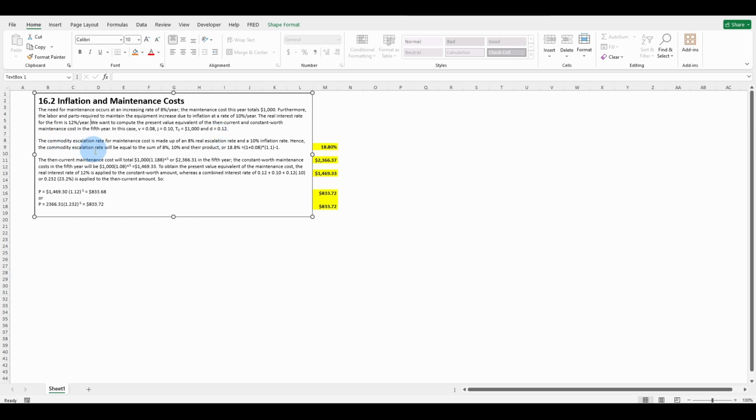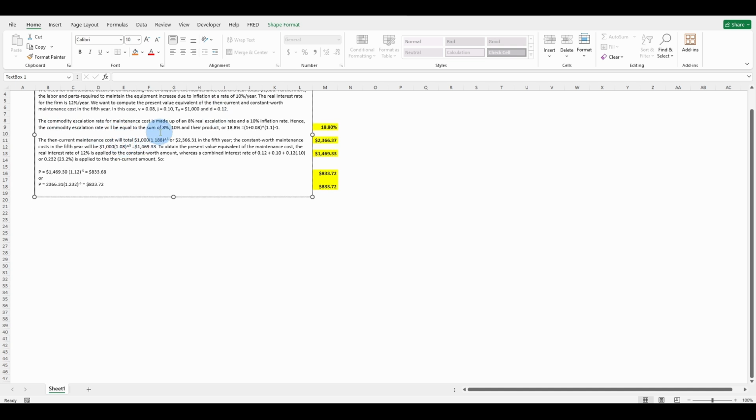The commodity escalation rate for maintenance costs is made up of an 8% real escalation rate and a 10% inflation rate. Hence, the commodity escalation rate will be equal to the sum of 10% and their product, or 1.08 times 1.1 minus 1, equaling 18.8%.